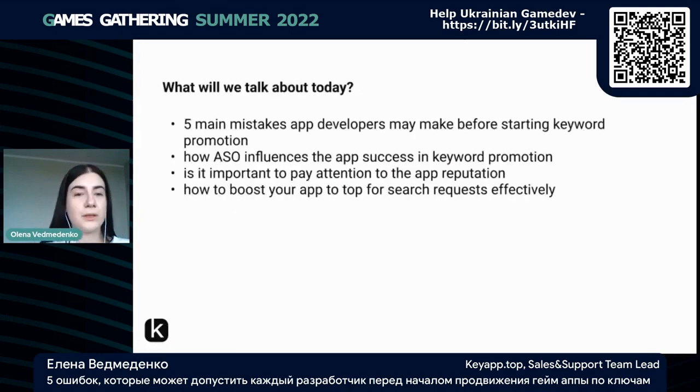Today, we will talk about 5 main mistakes app developers may make before starting any type of promotion, but particularly keyword promotion. We will focus on how ASO influences app success in keyword promotion, whether it is important to pay attention to app reputation and work with this part, and of course, how to boost your app to the top for search requests effectively.